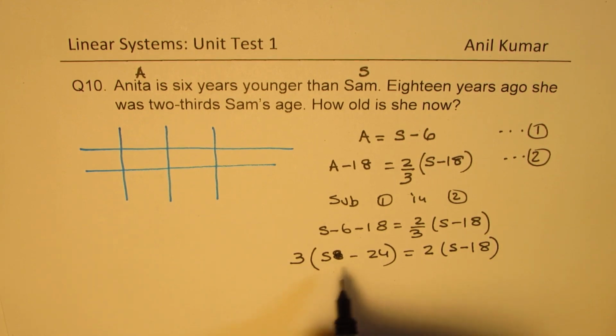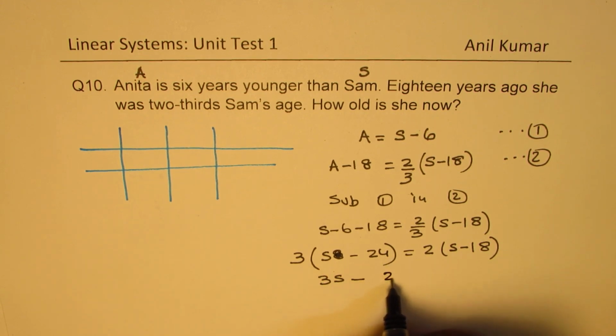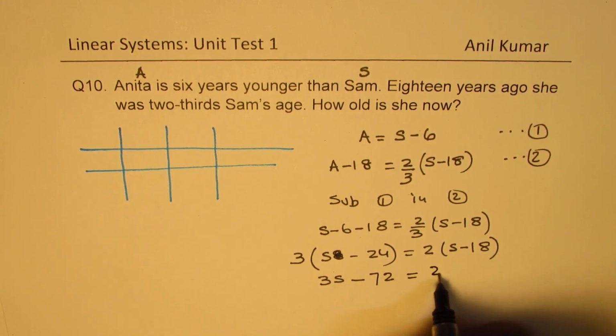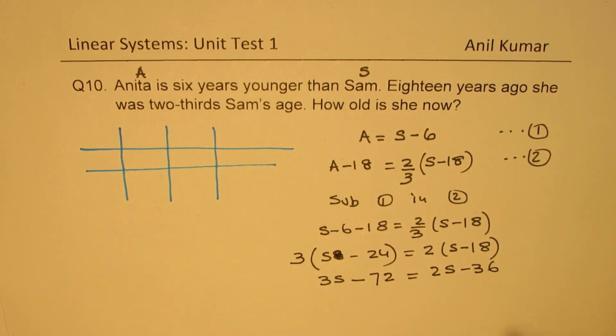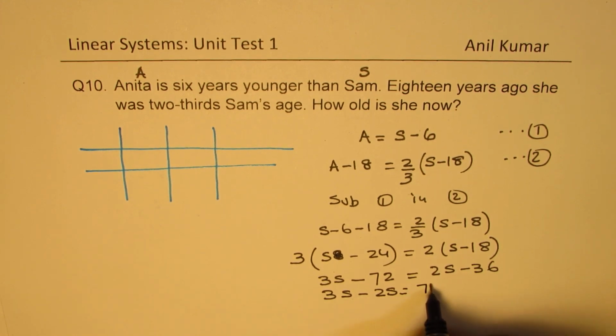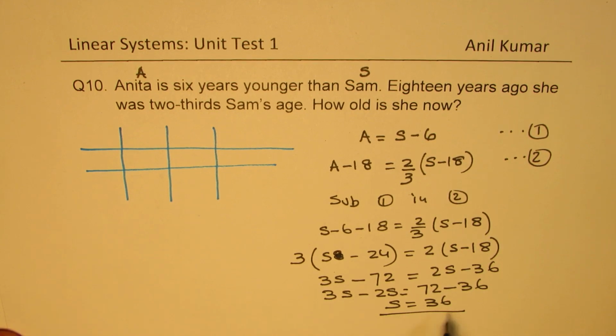Clear? Open the bracket. So we get 3S minus, multiply 3 by 24, 3 times 24 is 72, equals 2S minus 36. Bring the S's together. So we have 3S minus 2S equals 72 minus 36. So we get S equals 36. Clear? So we get Sam's age as 36.